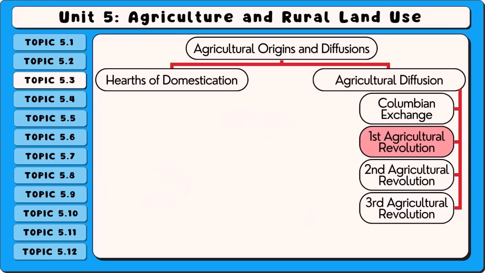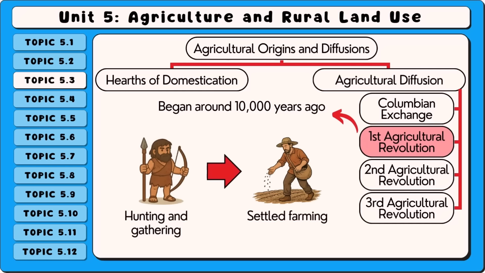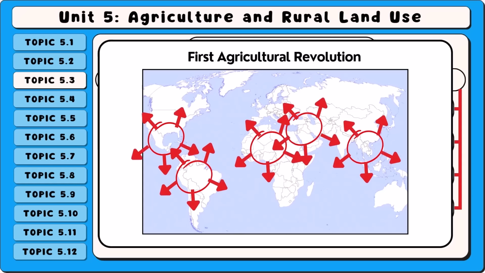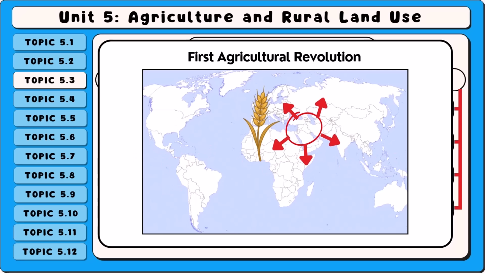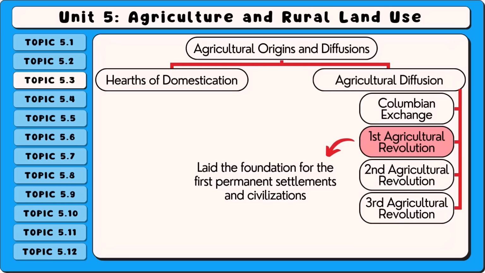The second pattern is the First Agricultural Revolution, which began around 10,000 years ago. It marked the transition from hunting and gathering to settled farming. This revolution happened independently in multiple hearths. As early farmers moved or traded with others, they spread new crops and domesticated animals to new regions. For example, wheat spread from the Fertile Crescent into Europe, and rice spread from Southeast Asia to China and Japan. This revolution laid the foundation for the first permanent settlements and civilizations.